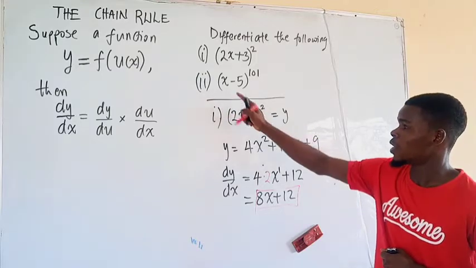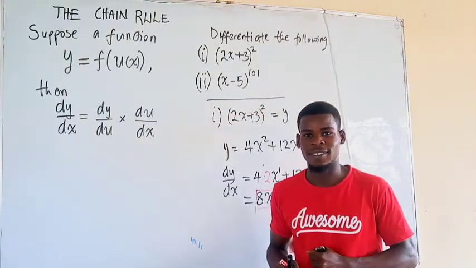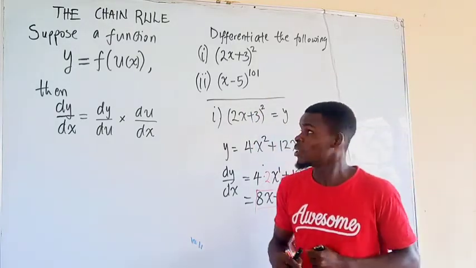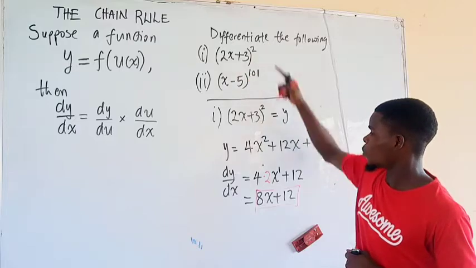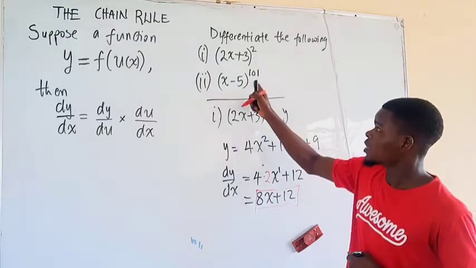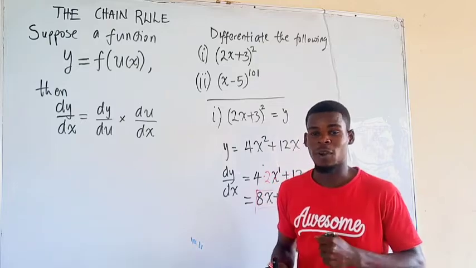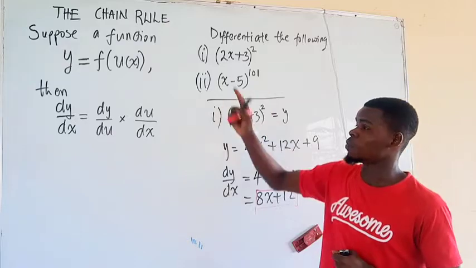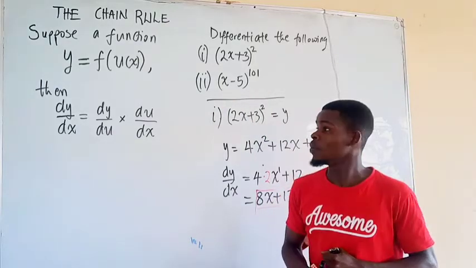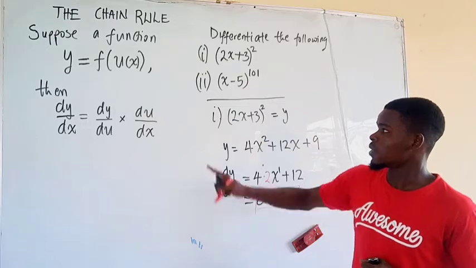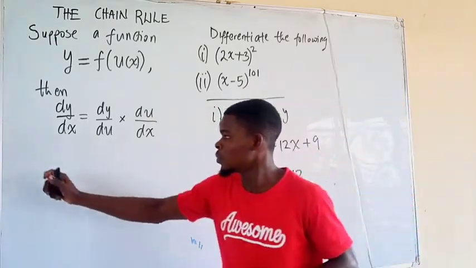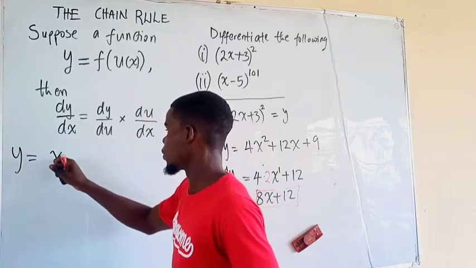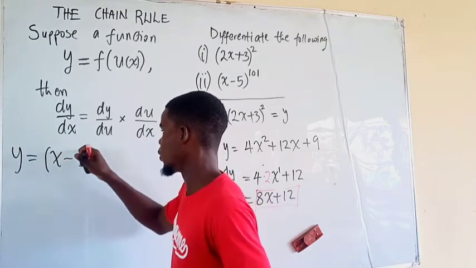We have (x - 5) all raised to the power 101. Are you going to expand this? No, definitely not. This was just to power 2, and we were having 3 terms after expansion. This that is to power 101, we are expected to have 102 terms after expansion, which we've got no such time for. This is where the chain rule will come in, a very important tool. So here we can look at this as y equal to, just put down the main function, (x - 5) raised to the power 101.